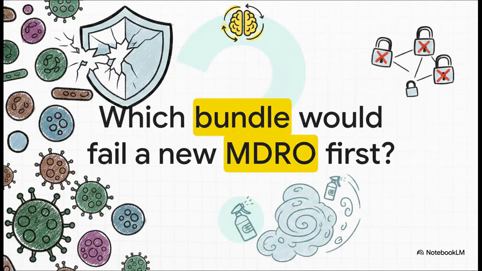Crazy, right? So, as we wrap up this masterclass explainer, I want to leave you with a bit of a provocative thought based on everything we've just covered. If a highly virulent, new, multi-drug-resistant organism, one fully adapted to survive our absolute best hospital disinfectants, emerged tomorrow, which of our standard infection control bundles would fail first?